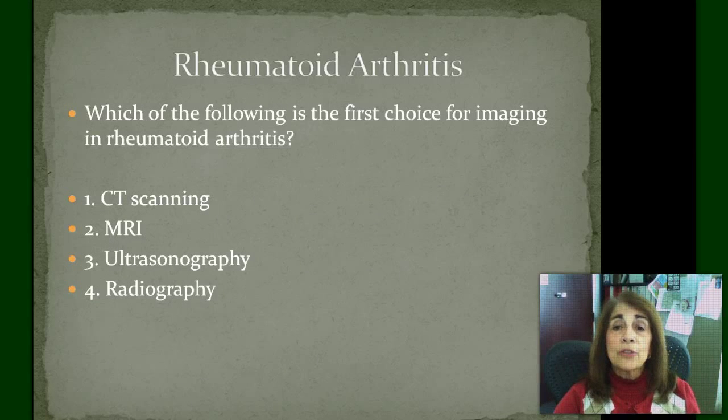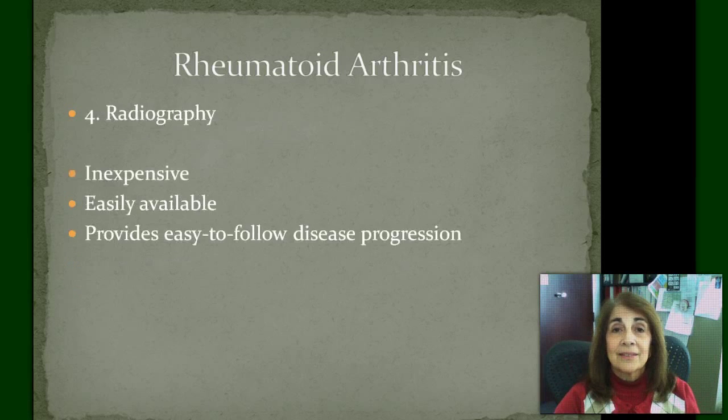Which of the following is the first choice for imaging in rheumatoid arthritis? 1. CT scanning, 2. MRI, 3. Ultrasound, or 4. Radiography, or X-rays. The answer is number 4, radiography.